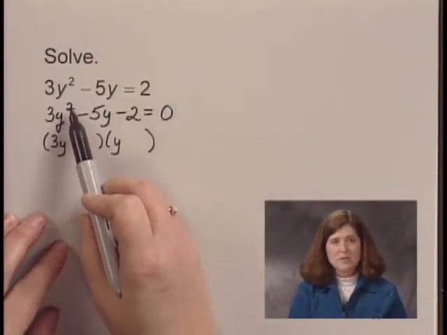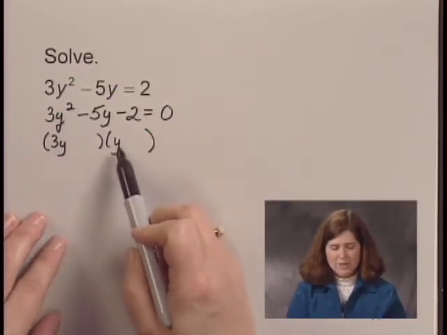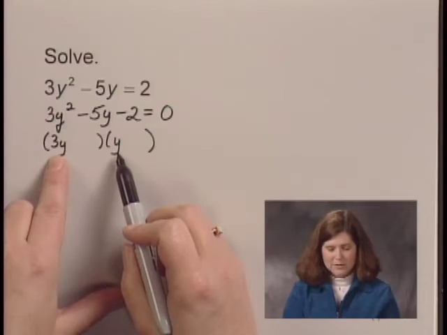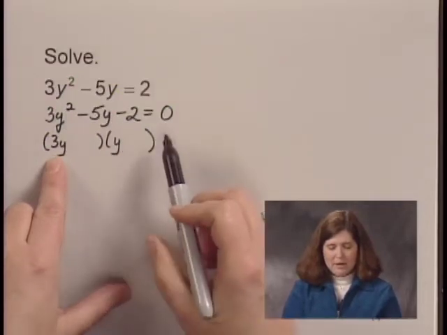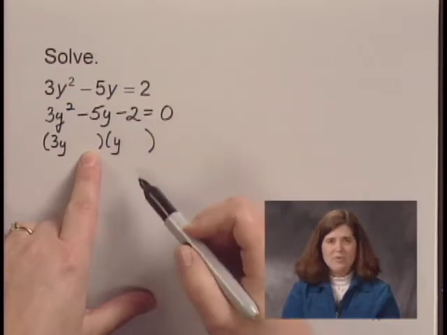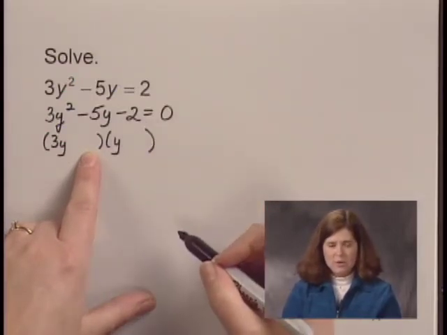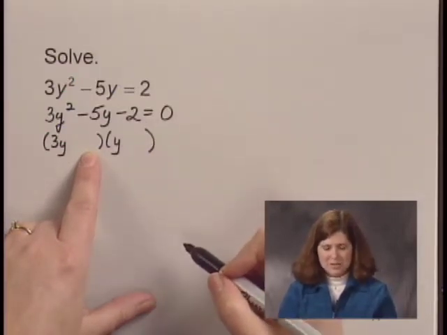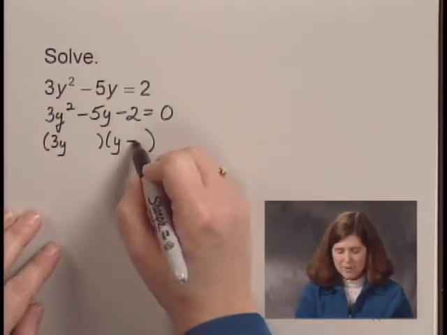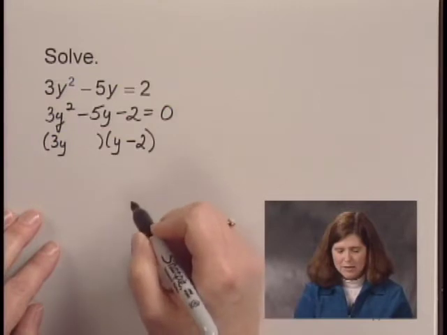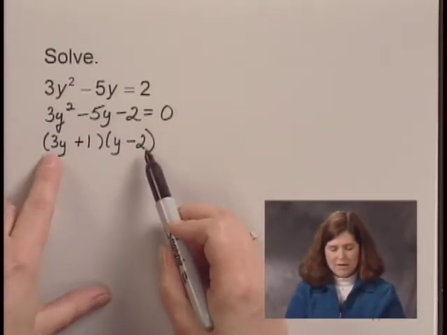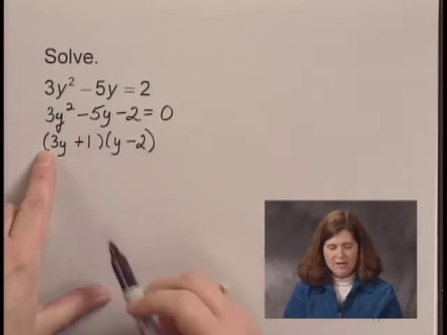And since 3y squared factors into only 3y times y, I know the first term of each of the binomial factors. The second term will be, the product will be negative 2, so I have either 1 times negative 2 or negative 1 times positive 2. Trying some different combinations, I find that if I write y minus 2 here and 3y plus 1, I will get a middle term of negative 5y.